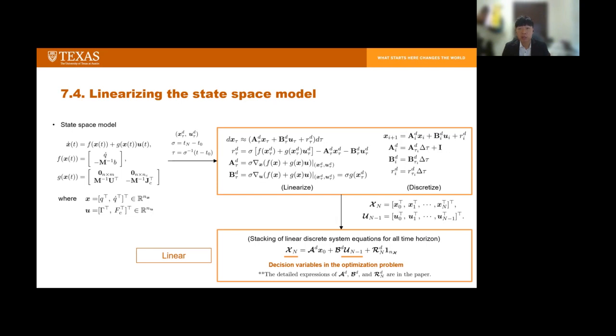Then we define two decision variables, which are vertically concatenated all states and input variables over time horizon. We can obtain linear equality constraint with our new decision variables, mass scale x and mass scale u.